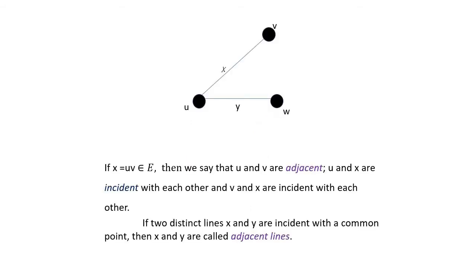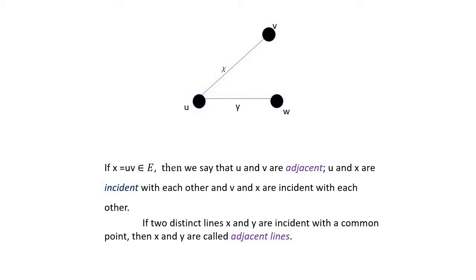Before we see the types of graph, we must know what adjacent points and adjacent lines are. If x equals UV, where UV is an edge that belongs to capital E, the edge set, then U and V are adjacent. Also, we say U and x are incident with each other. Similarly, V and x are incident with each other.